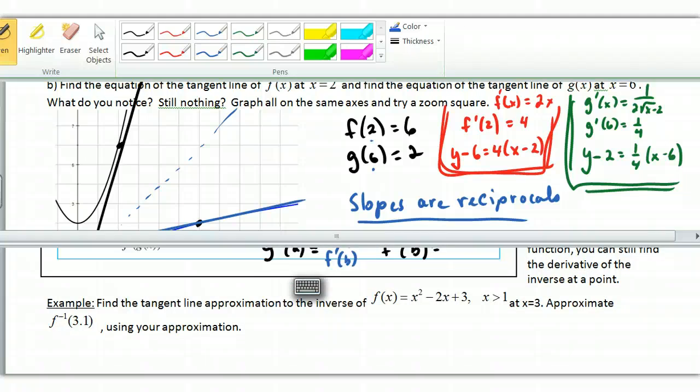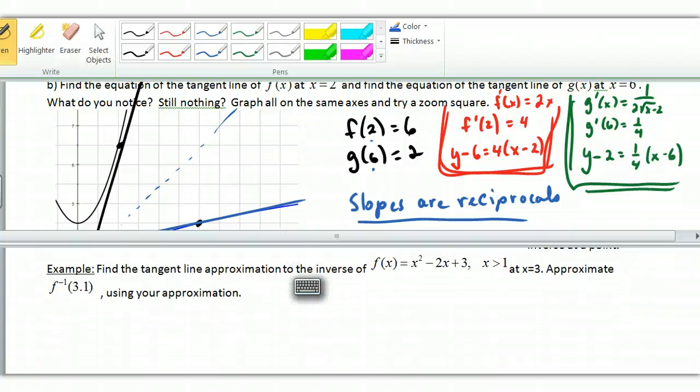Now I've got to get to some examples. This video is getting long, I apologize. Find the tangent line approximation to the inverse of this function at x equal to 3.